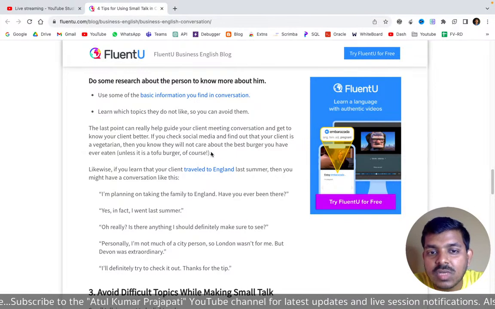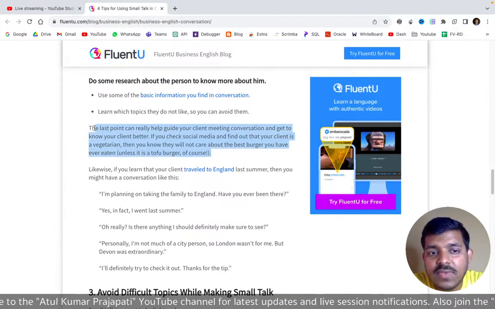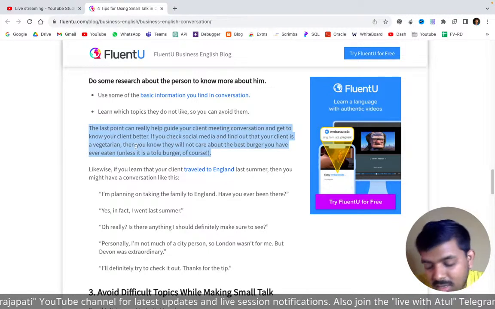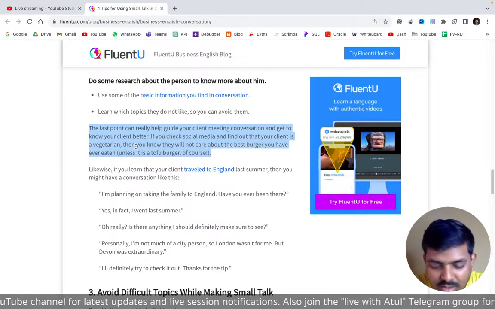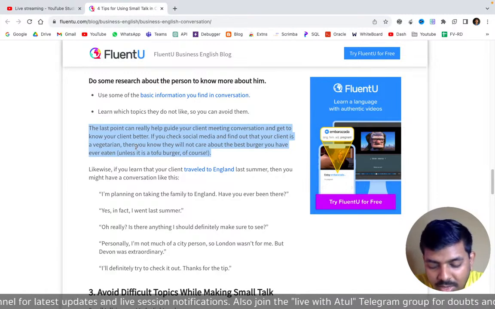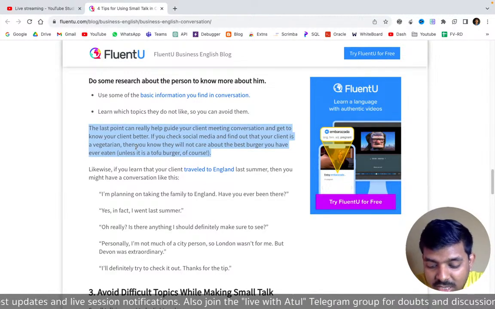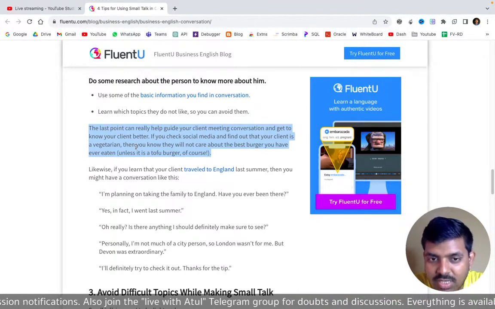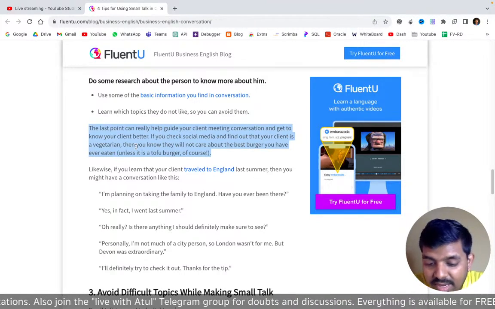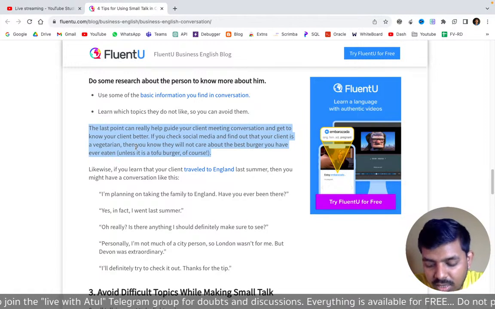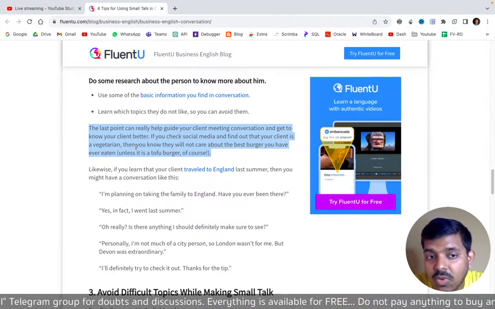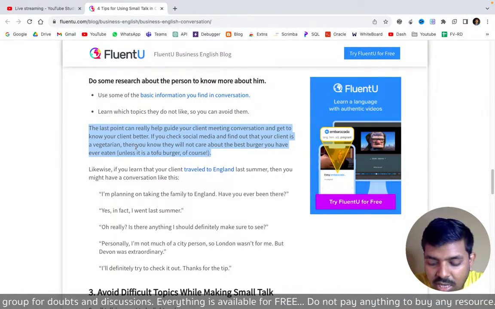So what they're trying to say is that if the person is a vegetarian and you are thinking about telling them that this restaurant has the best mac chicken, then instead of starting the conversation, you are trying to kill the conversation. So definitely you have to take care of those things. The first time it could be unintentional, but from the next time onwards you have to think about it before starting.